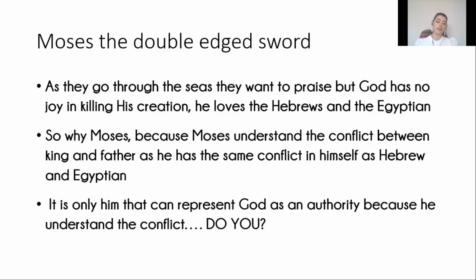And the reason for this is because Moses is like a double-edged sword. As they go through the seas, they're praising God. And can you imagine how God is feeling? God created the Egyptians. Yes, they're filled with sin. Yes, they're suppressing his people. But ultimately, God still created them.